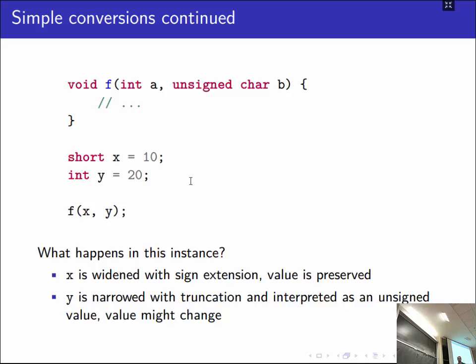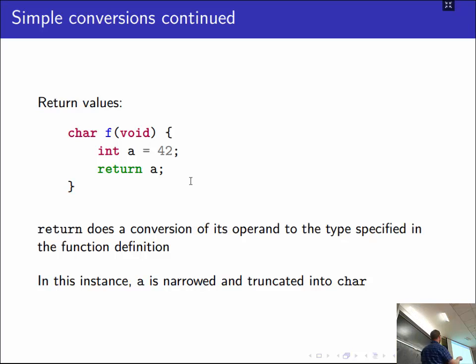Okay? Return value, same thing. If I'm returning a character here, and the thing that I'm returning is actually an internal variable that is an integer, then again, we have to do some conversion. So in this case, we have to narrow a down, and then we have to truncate it into a character.